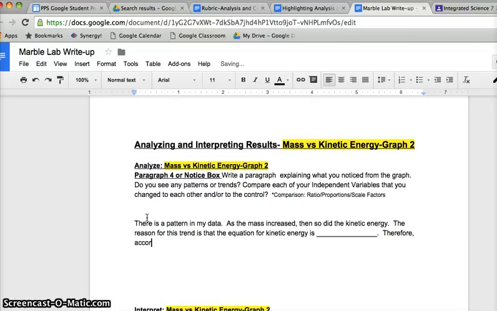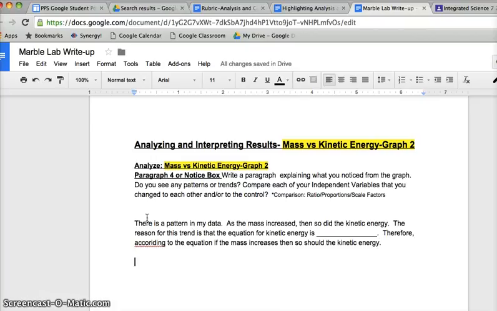therefore, according to the equation, if the mass increases, then so should the kinetic energy. Then you want to talk about what the definitions are. Mass is, and then give that definition.